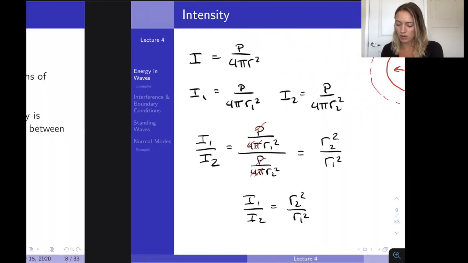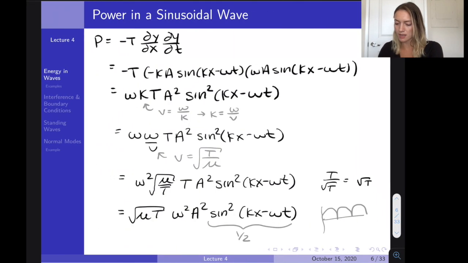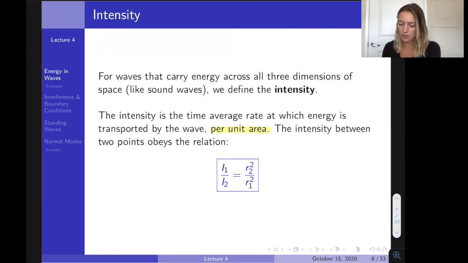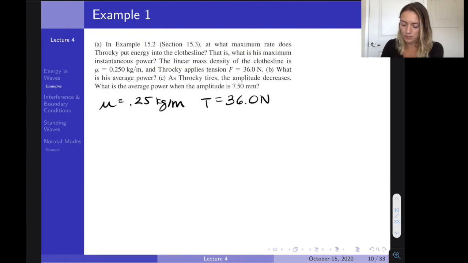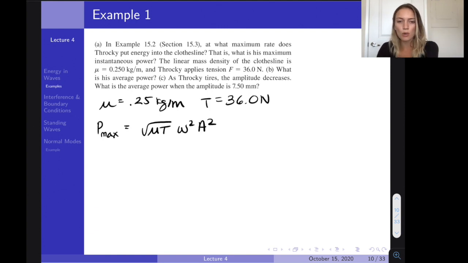So that's going to be our power formula that we had here. And the maximum is going to happen when sine squared is 1, right? So when this is at its maximum, we want sine squared to be 1. So we just want this portion of our power equation: the square root of the mass density times the tension, and then omega squared A squared. So let's just plug those things in. Our power maximum is going to be the square root of mu times the tension, and then omega squared times the amplitude squared. Now you can just go back to that previous problem where we found omega and the amplitude.